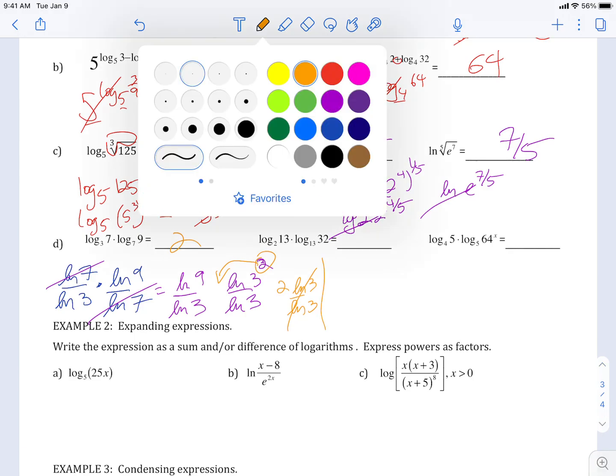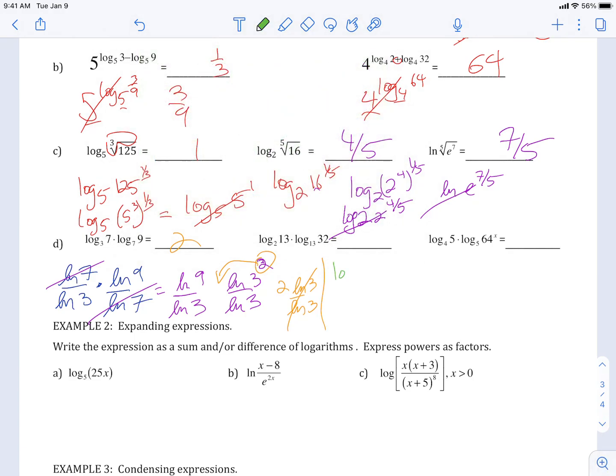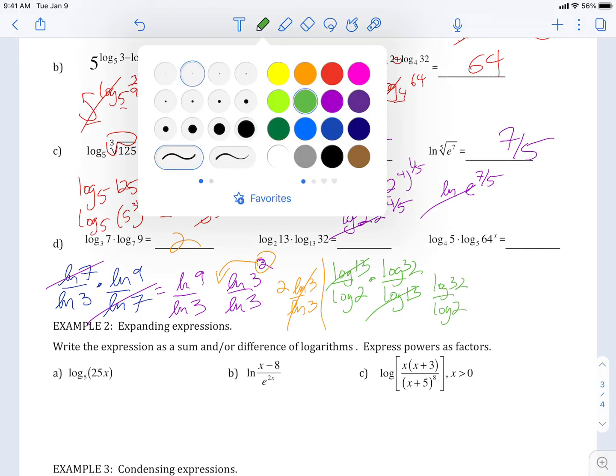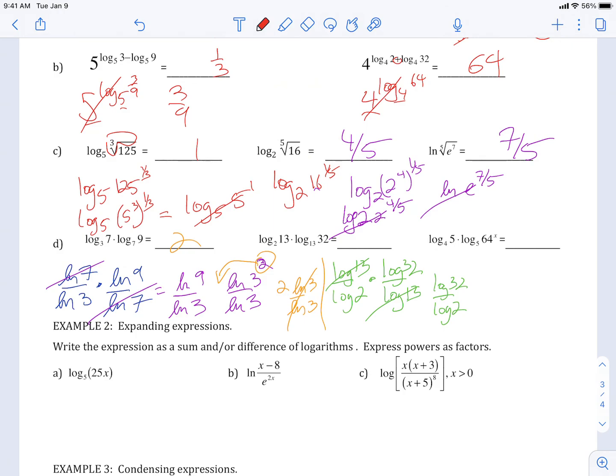This time I'll use common log. So common log of 13 over common log of 2 times common log of 32 over common log of 13. These cancel out, and I'm left with log of 32 over log of 2. But I know that 32 is a power of 2. It's 2 to the 5th power. So this is log of 2 to the 5th over log of 2. I could bring this 5 out in front, and now it's 5 log 2 over log 2, which is just 5.